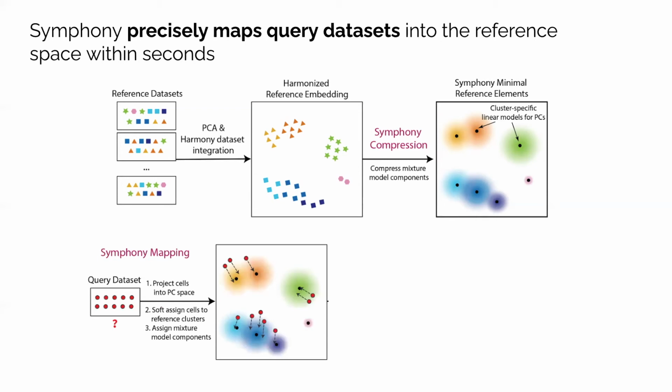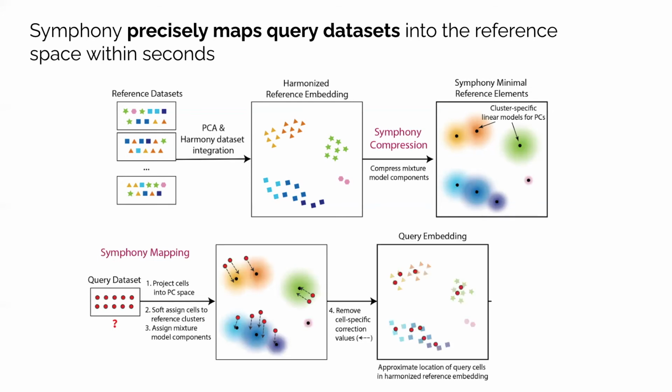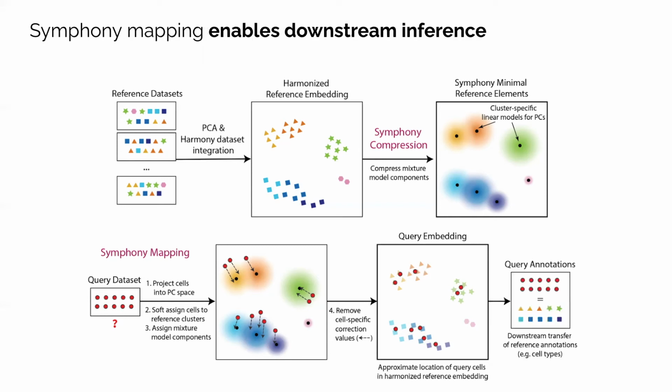Starting with a new query single-cell dataset, where the cell types are unknown, we can then map the query onto the reference starting from expression by projecting the query cells into the embedding, assigning them across the soft clusters, and assigning the appropriate mixture model components to each query cell. By estimating and removing query batch effects, we can place the query cells into the same harmonized low-dimensional reference space. And then we can look at each query cell's nearby reference neighbors to automatically transfer annotations, like cell types, to the query cells. Symphony has several key properties that we hope will make it useful.